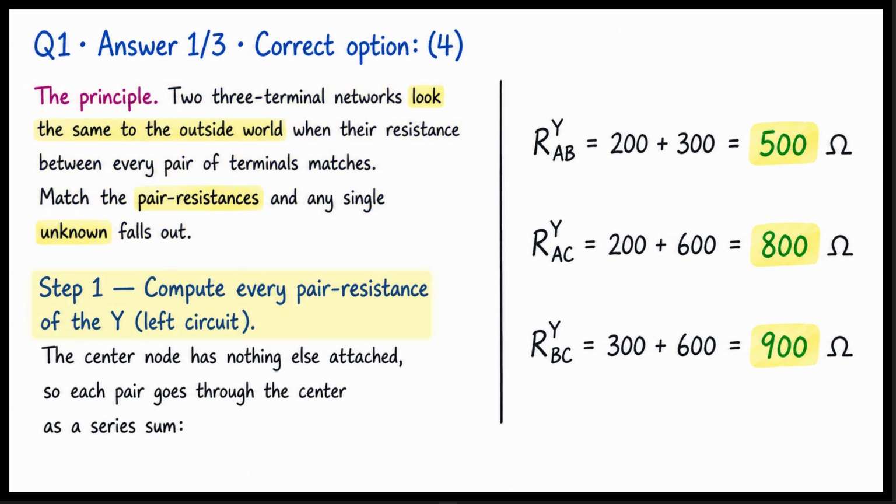Step 1, look at the Y on the left. Each pair of terminals goes through the center node in series, with no other branches attached to the center. So RAB is the sum of the 2 arms, A to center and center to B, that is 200 plus 300 equals 500 ohms. RAC is 200 plus 600 equals 800 ohms. RBC is 300 plus 600 equals 900 ohms. 3 numbers, each a simple series sum.